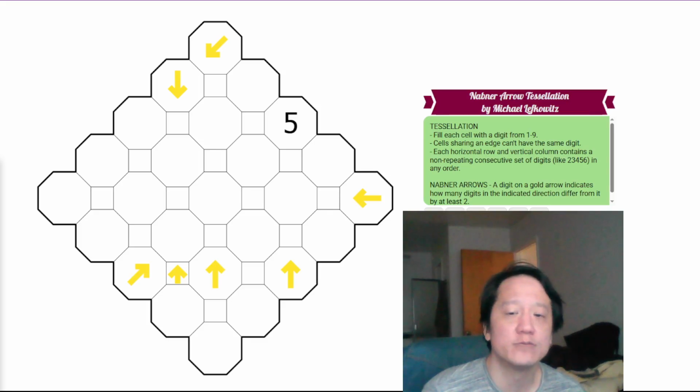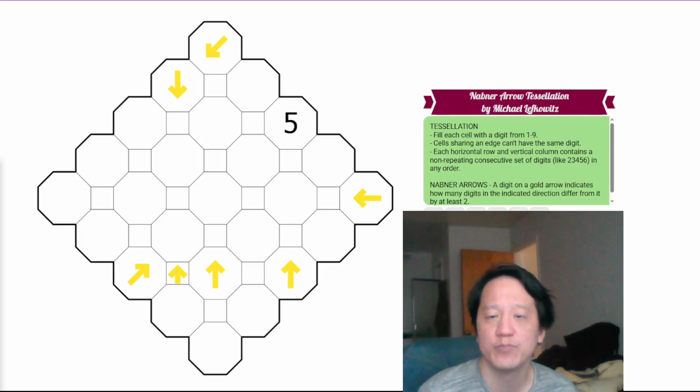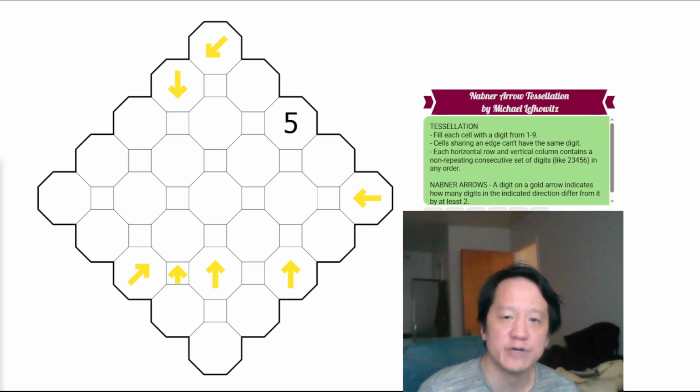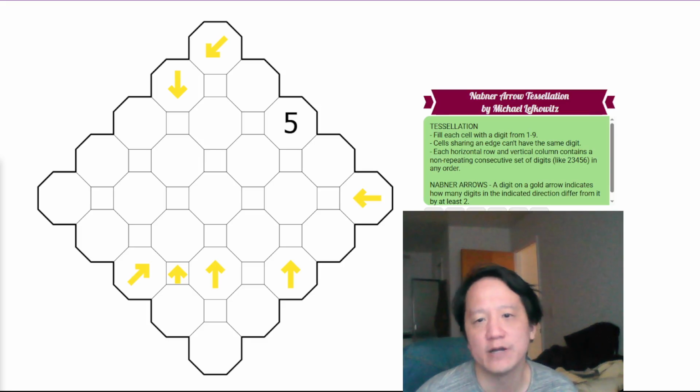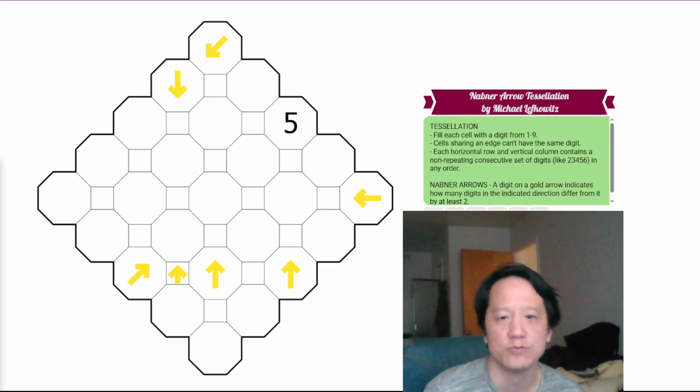It's not a normal Sudoku puzzle, and take that easiness with a grain of salt because it's considered easy by the people on the Logic Masters Germany forum, and there's a lot of really smart people there. Today's puzzle is called Nabner Arrow Tessellation by Michael Lefkowitz, and here are the rules.